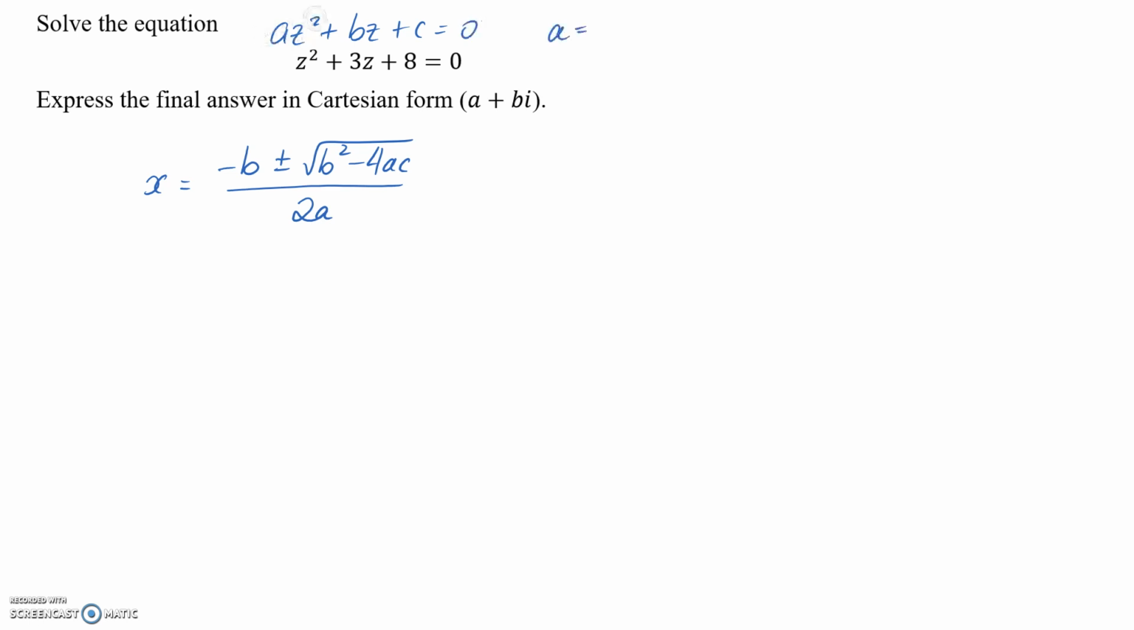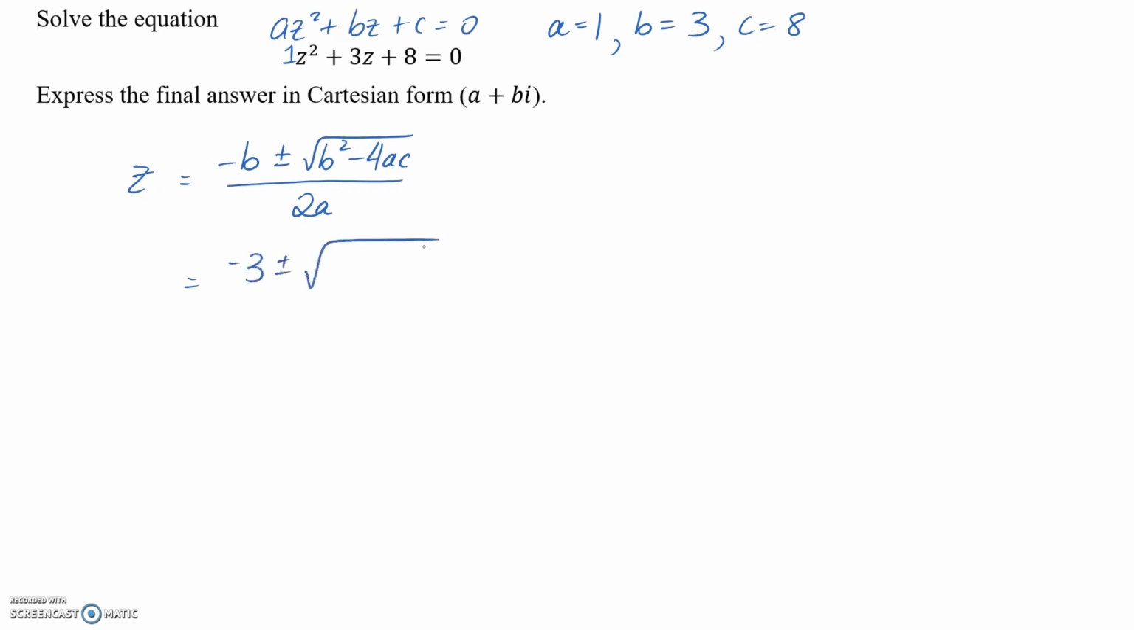So a is the constant in front of the squared term, and in our case we have a 1. Okay, b is the one in front of the z term, so here we can see we have 3, and c is the constant, so it's going to be 8. And in our case, instead of solving for an unknown x, we're going to be solving for an unknown z. So we should now be able to substitute our constants into the equation. So negative 3 plus or minus the square root of 3 squared minus 4 by 1 by 8, all over 2 by 1. Alright, so let's clean this up a little bit.